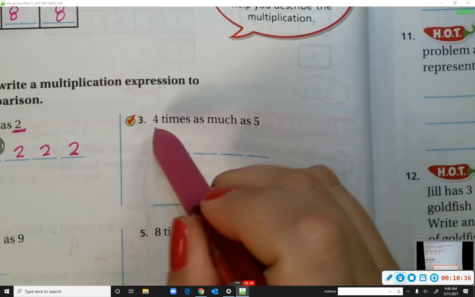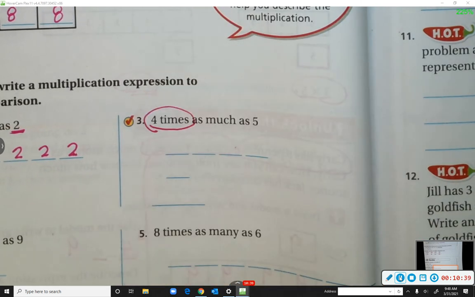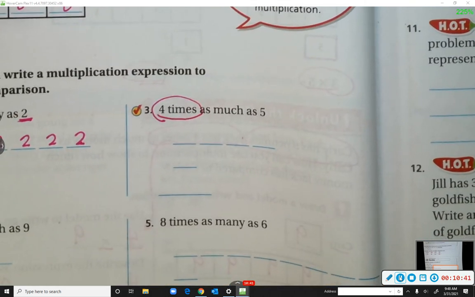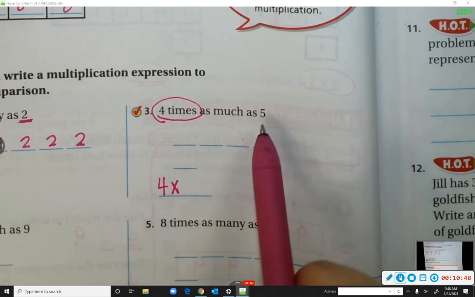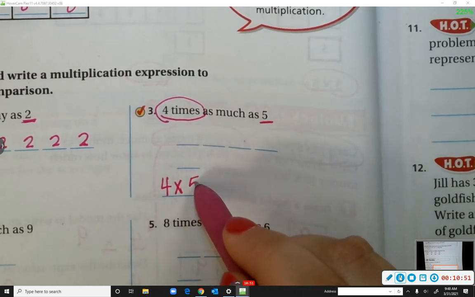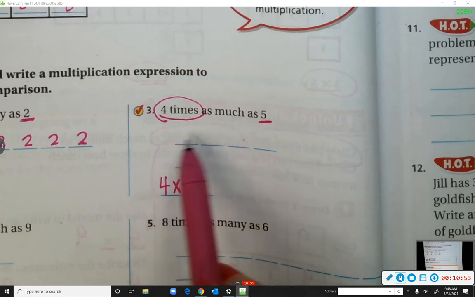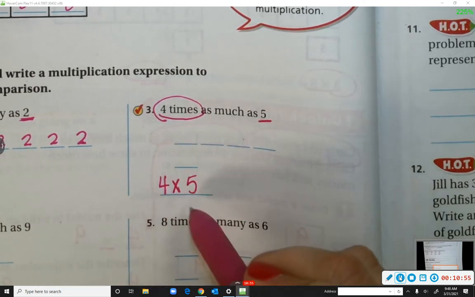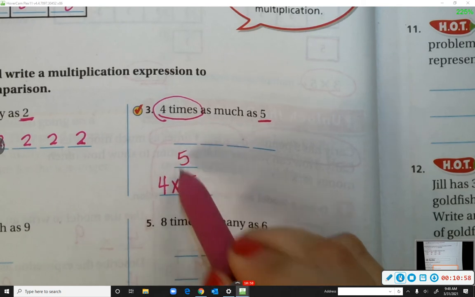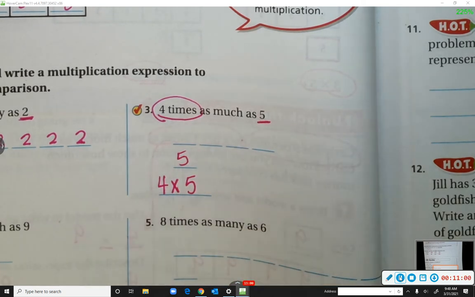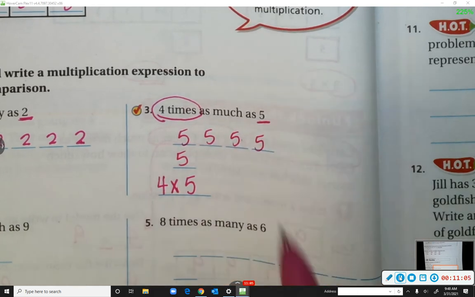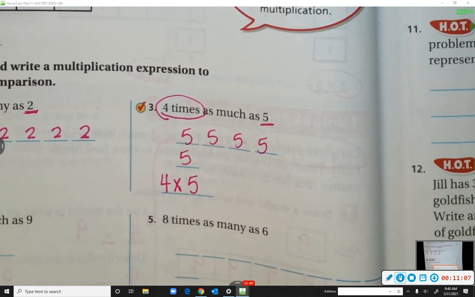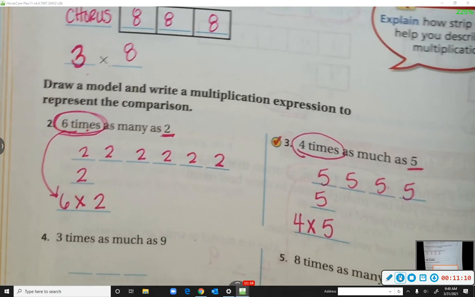Okay, 4 times as much. So as soon as you see that, you should circle it and put what down here? 4 times with the multiplication symbol. Okay, as much as 5. So now that's our second factor. Now on the blue lines, that's not as important, but all that means is you're taking a 5 and you're doing it 4 times. Okay, did we get that one? Okay, good. Getting a little bit easier.